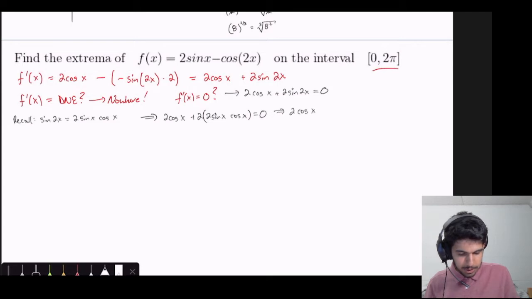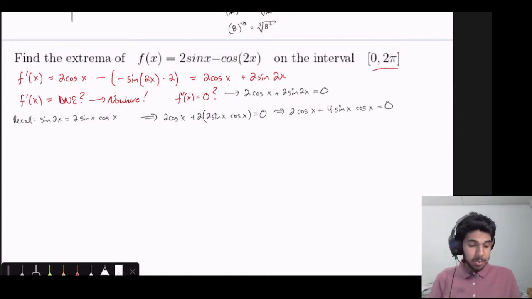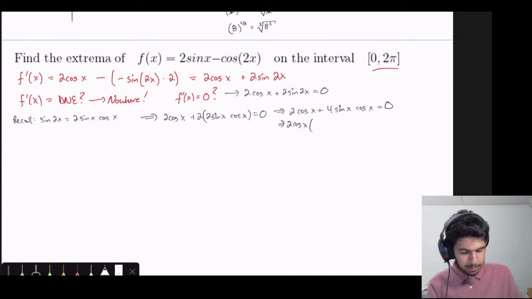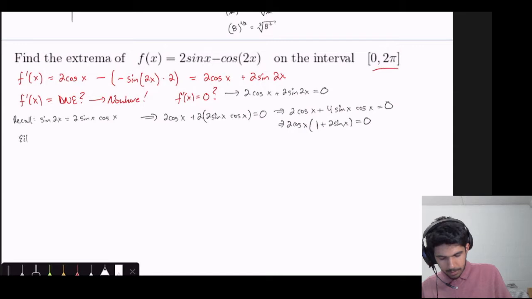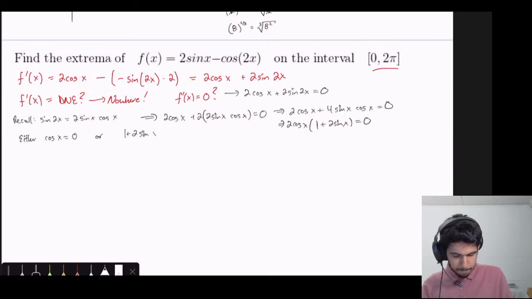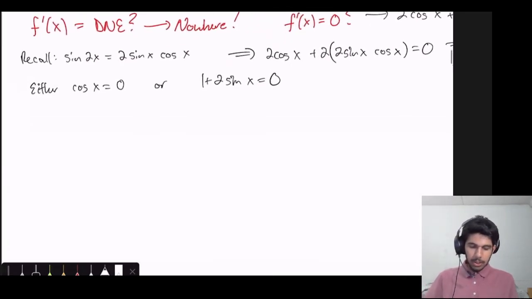So let's just distribute the 2. We get 4 sine x cosine x, and now we can factor out a 2 cosine x term: 2 cosine of x times (1 plus 2 sine x) equals 0. So either cosine of x is 0, or 1 plus 2 sine of x equals 0. Let me write that out. Either cosine x equals 0, or 1 plus 2 sine x equals 0. Okay, so we have two cases.